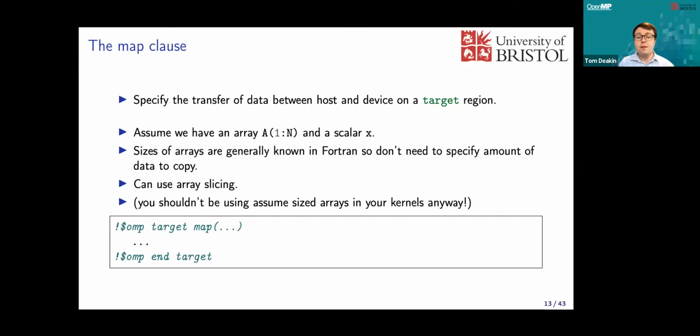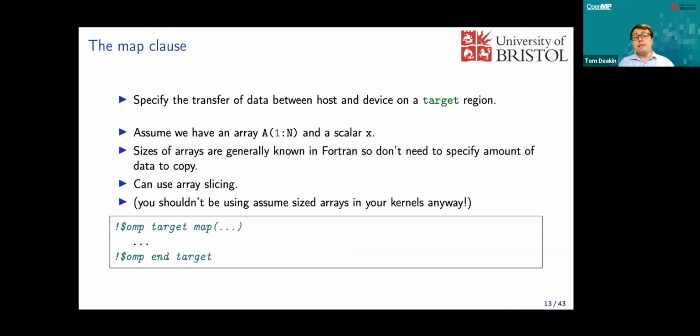You can use array slicing as well, and that allows you to copy just portions of the array, and that will work as you would expect. It uses a similar notation in the OpenMP map clause to Fortran array slicing. Assumed-size arrays get a bit thorny, but it's best not to use assumed-size arrays inside the low-level parts of your kernel anyway. It's fairly straightforward in Fortran to specify the size of those arrays so that the compiler has the very best chance of knowing what the extent of those arrays actually is when you want to have a low-level loop in your code.